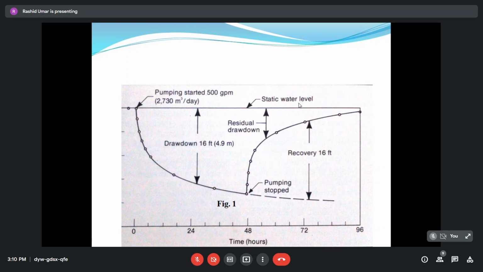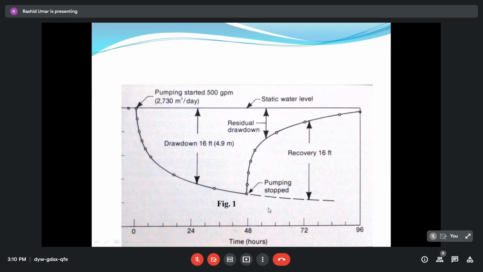This recovery is also calculated with respect to the static water level. Which water level? The water level prior to pumping. The same reference is used here. Here one term is written: residual drawdown. What is residual drawdown? What is left over?